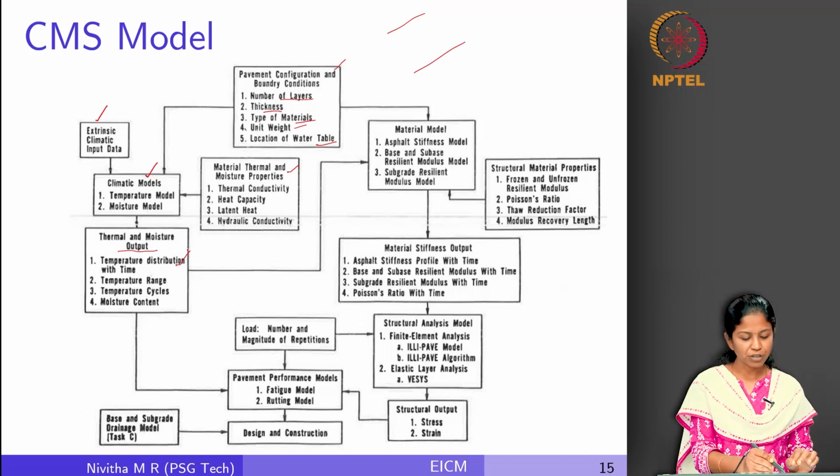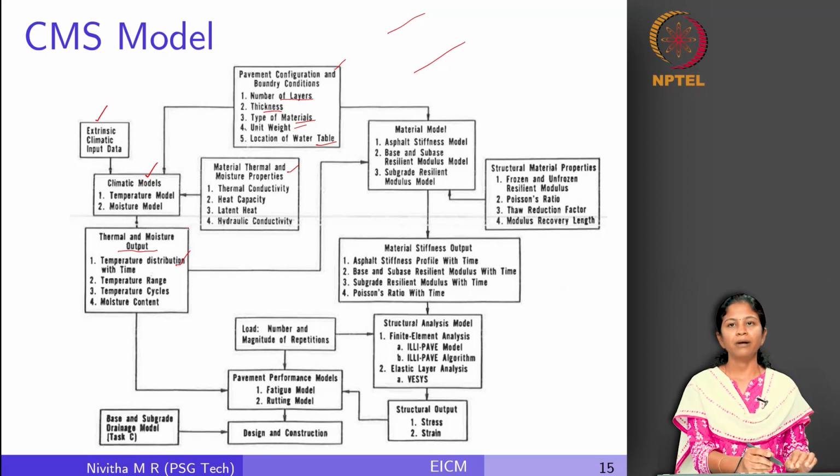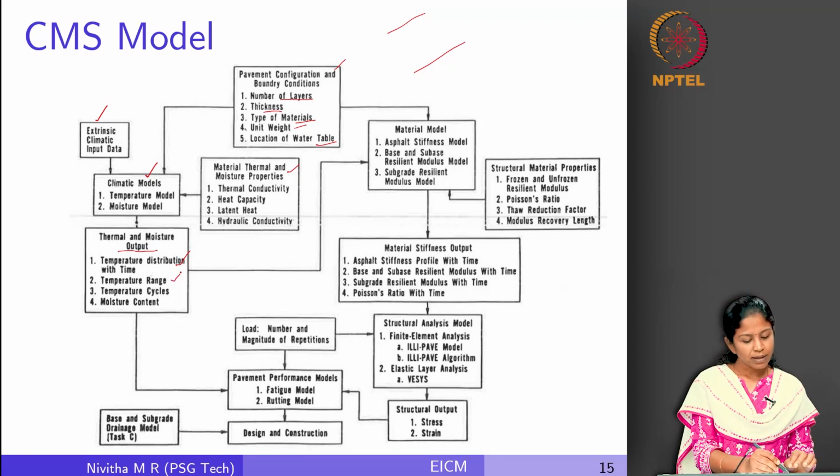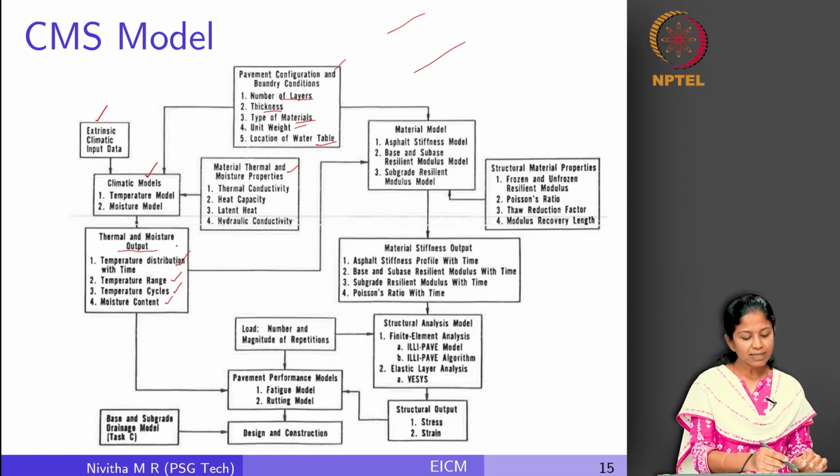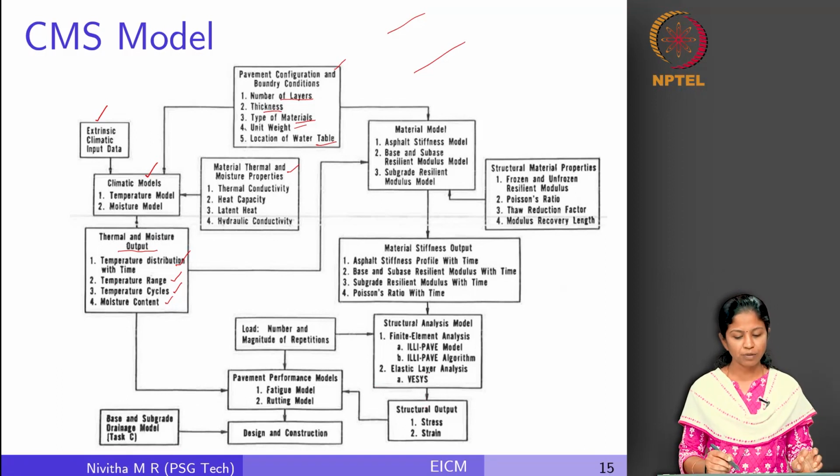The temperature distribution with time, that is one of the things that we are interested in. The temperature range, right, over which range the temperature varies, temperature cycles, how it varies over a given calendar year, and what is the moisture content at a given instance in the soil. So, these are the different outputs that we will get from this model.